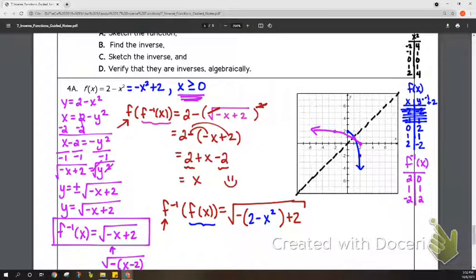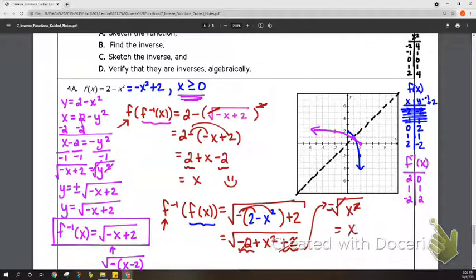So everything's under the radical. So I can't work inside my parentheses. There's no exponent to deal with there besides the x squared, and I can't multiply. So I'm going to take this negative and distribute it. So I still have my square root. So I have a negative 2 plus x squared, and then I have a plus 2. Well, negative 2 plus 2 will cancel. So we have the square root of x squared. A square and a square root will cancel, and so we just get x. And so we just showed algebraically that they are inverses.